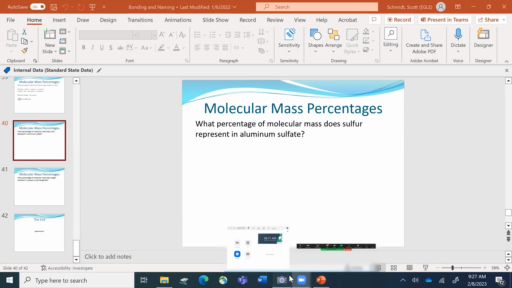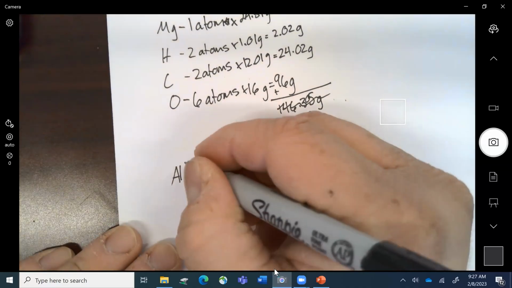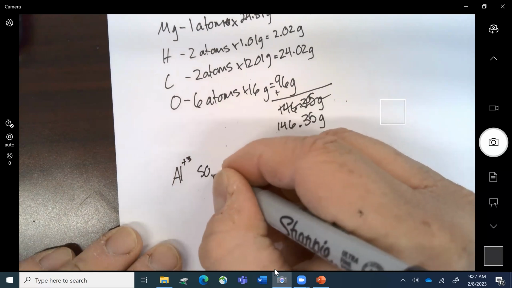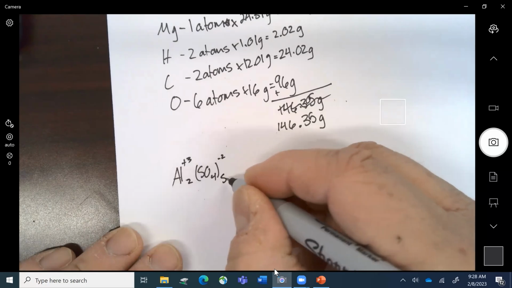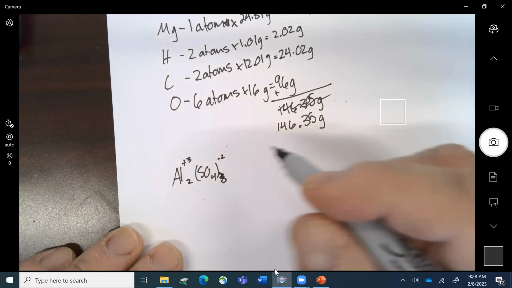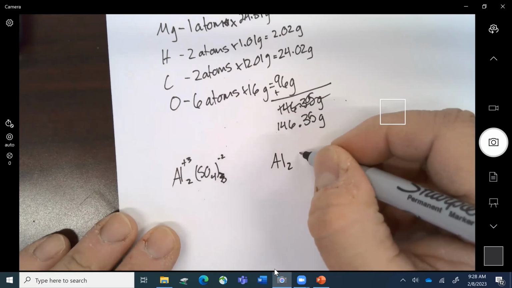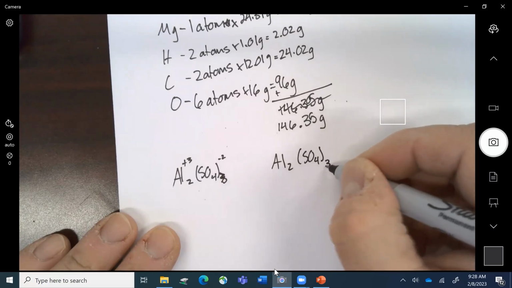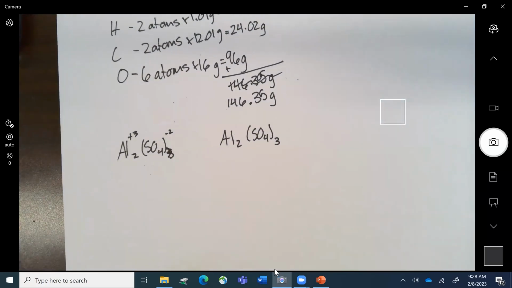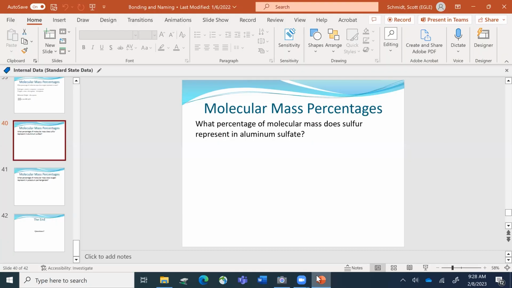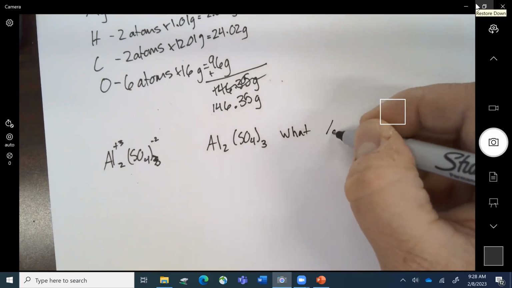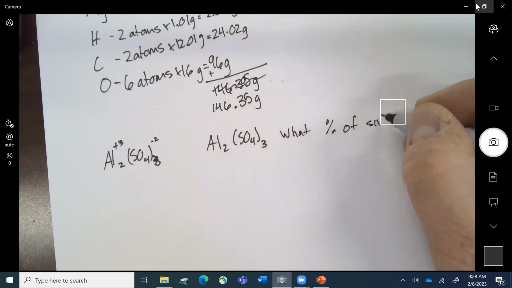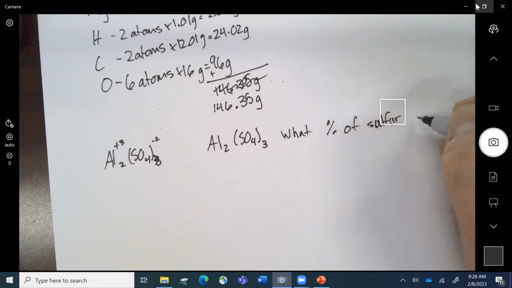I'm not in the water industry, so I don't know this right off the top of my head. This is +3. SO4 is a -2, so Al2SO4 3. That's wrong. Hold on. Al2(SO4)3. Okay, that's better. So that's aluminum sulfate. We want to know what percent of sulfur is in the compound.